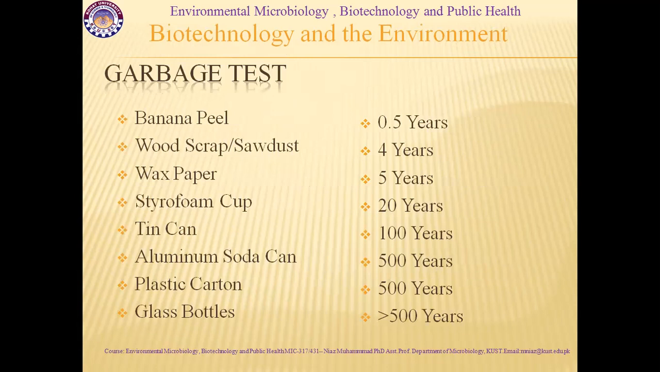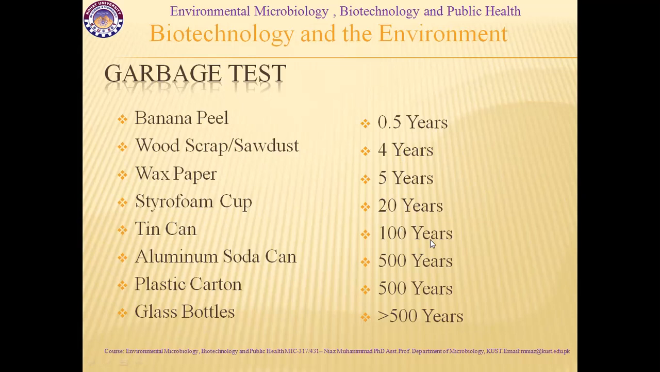So, garbage: banana peels can survive in the environment for almost 6 months. Wood scrap and sandwich, 4 years. Wax paper, 5 years. A Styrofoam cup, 20 years. It can survive in the environment, so it is pollution.